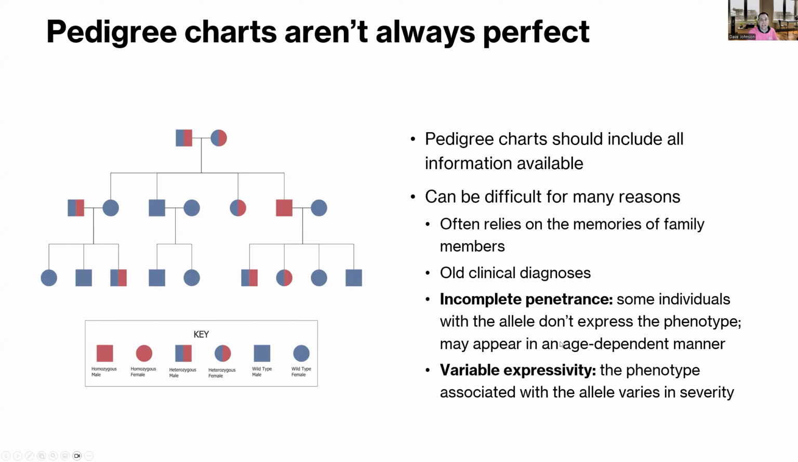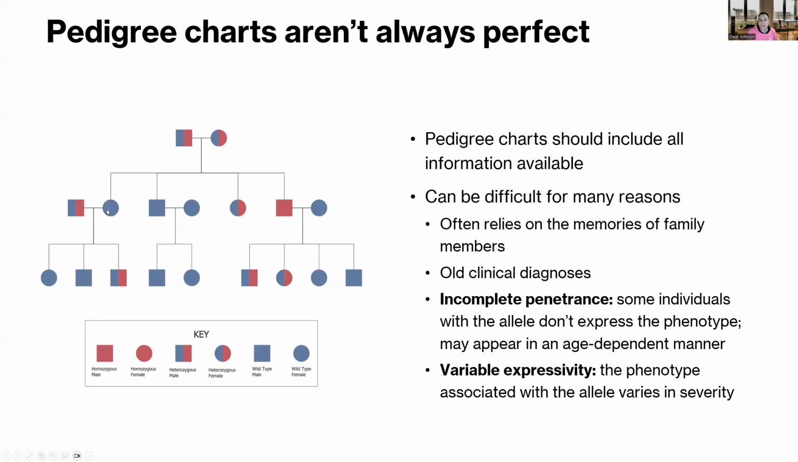Also, it can happen in an age dependent manner, right? So let's say, I can give you an example, something like Huntington's doesn't usually show up until the 40s or the 50s. It can happen earlier, but often it isn't until middle age where you start to see signs of this.